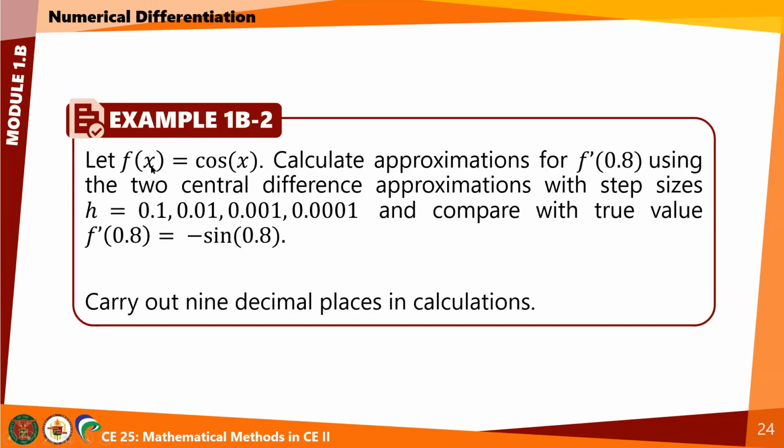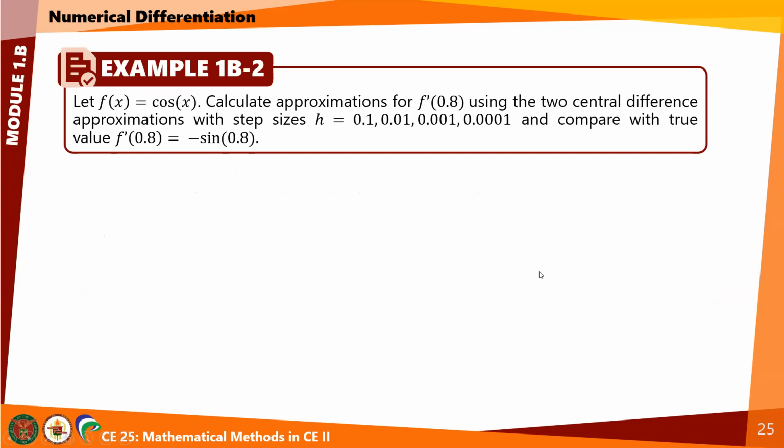Let's have an example. So, example 1b, f of x equals cosine x. Calculate approximations for f prime of 0.8 using the two central difference approximations with step sizes 0.1 and 0.01, and compare with the true value of f prime of 0.8. Okay. So here, let f of x equals cosine x.